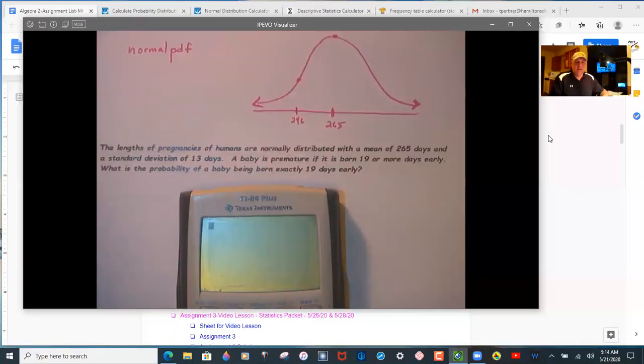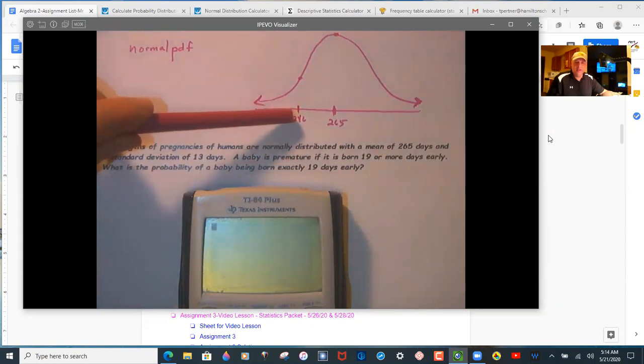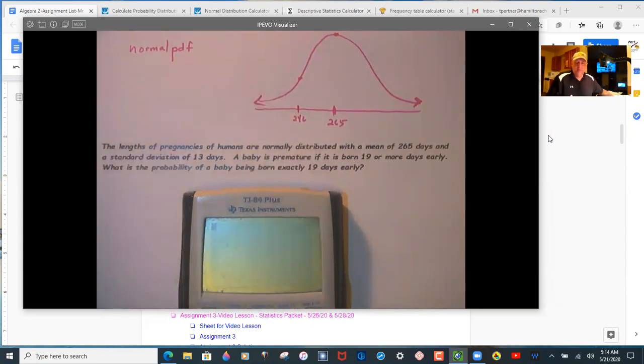So let's say we had this problem. The lengths of pregnancies in humans are normally distributed with a mean of 265 days and a standard deviation of 13 days. A baby is premature if it is born 19 or more days early. What is the probability of a baby being born exactly 19 days early? So what it's asking is to figure out the probability of a baby being born at 246 days exactly. And that probability is actually going to be pretty low.